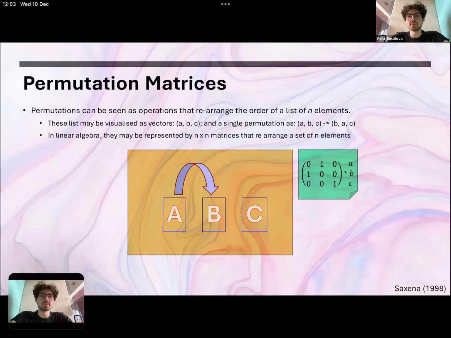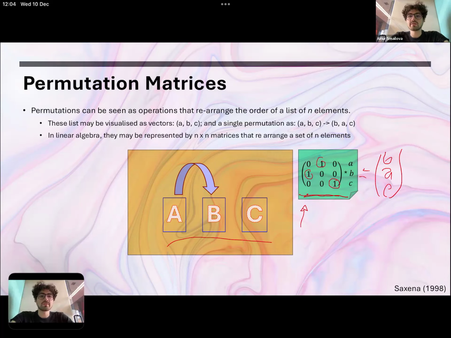Also, this is how you note permutation matrices. They will rearrange the elements of size n, and if so, the matrix needs to be an n by n square matrix. And thus, in this example, performing this multiplication will yield the vector b, a, and c, which is equivalent to the previous operation. Now, it is important to note that every single one of these matrices will have only ones and zeros, and the ones will never share rows and columns with another one.